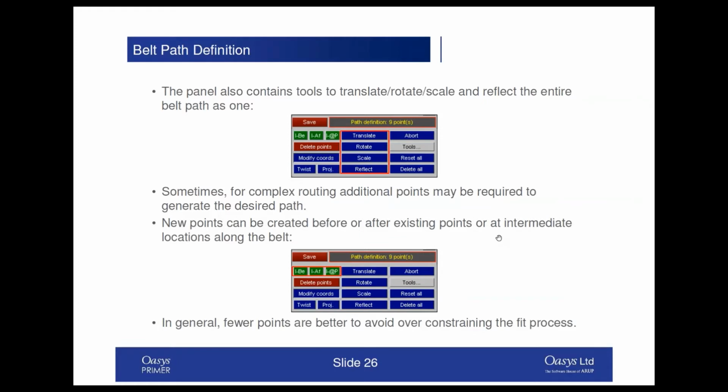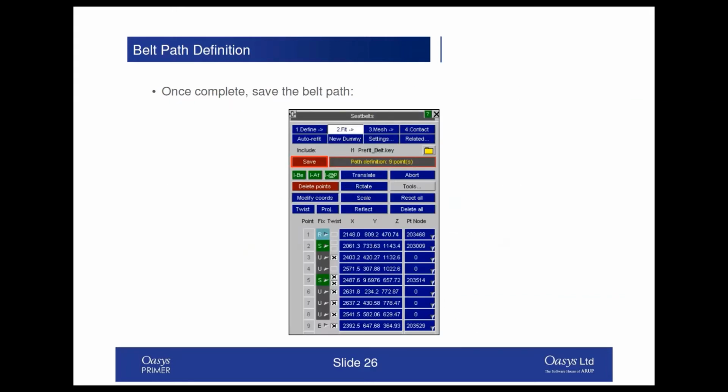In general, I'd say fewer points are better to avoid over-constraining the fit process. So we've got 9 here. For a more complicated fit on, say, a child in a child seat, we might have over 20 different points, just to make sure that we get the path that we require. But in general, I'd say start with as few as possible and then build it up as required.